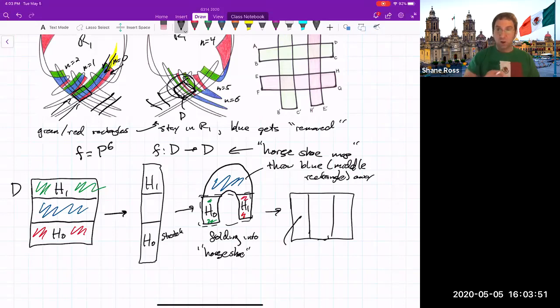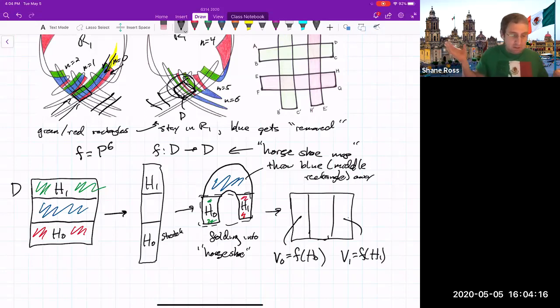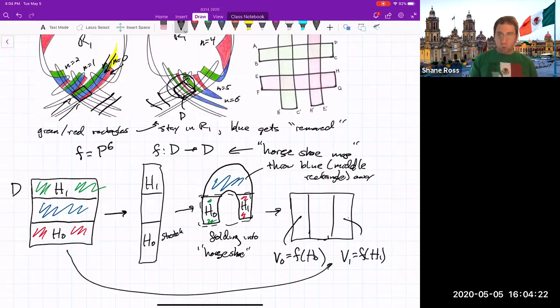This region, which was H0, the H0 rectangle, is now instead of being a horizontal rectangle, a vertical rectangle. So this vertical rectangle, we'll call it V0, is F of H0. And same thing over here. This vertical rectangle is a mapping of H1. And the middle part is just gone, kicked out. So going directly from here to here, we call this the horseshoe map.